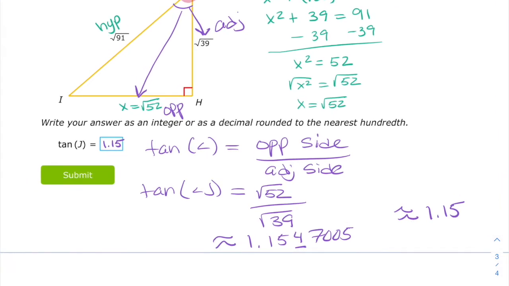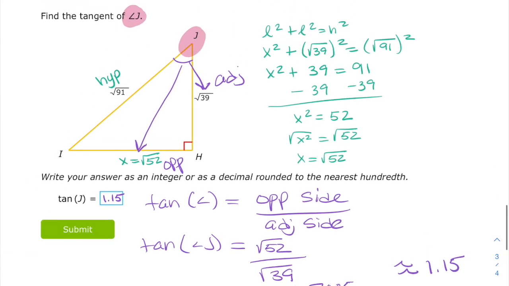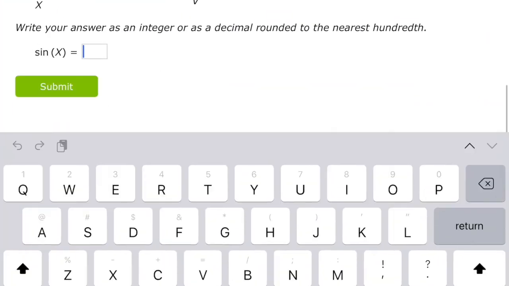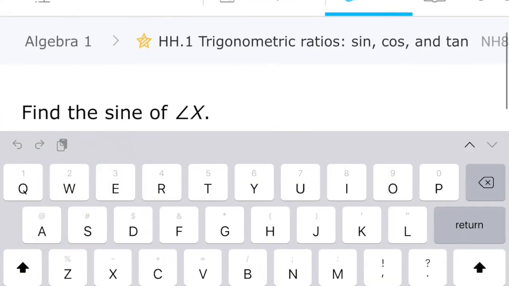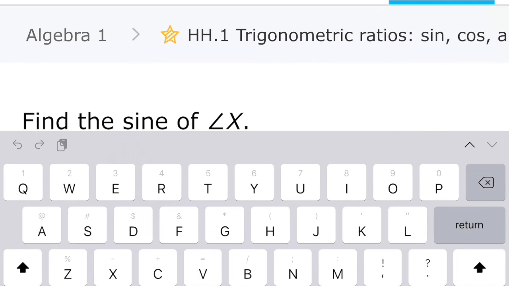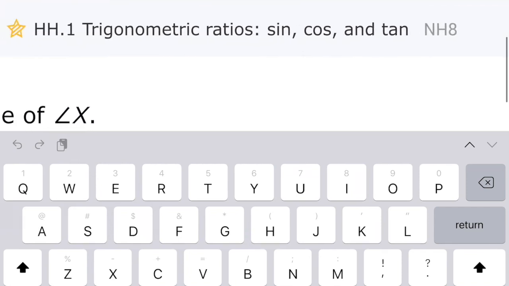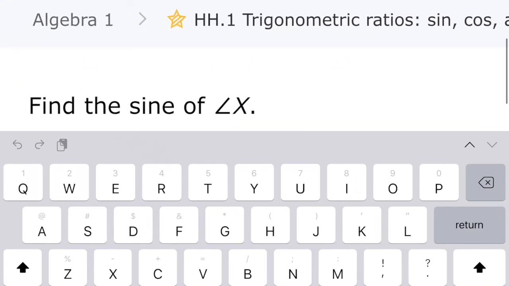All right, so those are the notes. I'll post these in Google Classroom. You'll have them to look at. You have pretty much everything you need to answer. Remember in Algebra 1, HH1, which is trig ratios, sine, cosine, and tangent. So you just want to fill in those ratios.